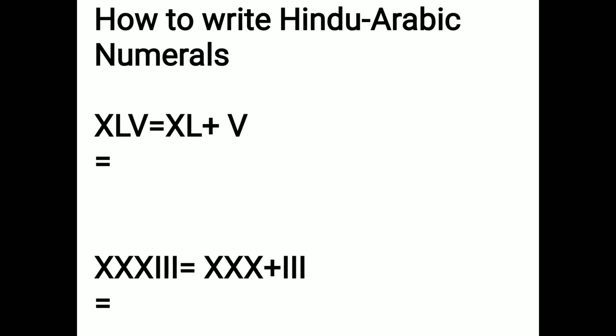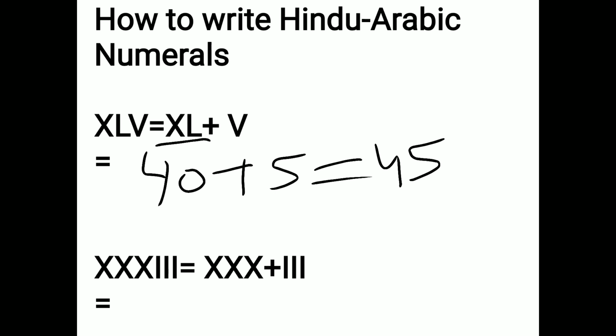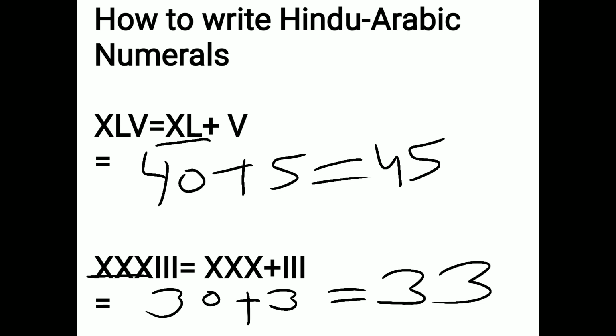Now next one, the Hindu-Arabic numeral for XLV. XL is for 40, because L is for 50, and 50 minus 10 is 40, plus 5. The answer is 45. Clear? Now XXXIII. XXX is for 30 plus 3. The answer will be 33. Clear, students?